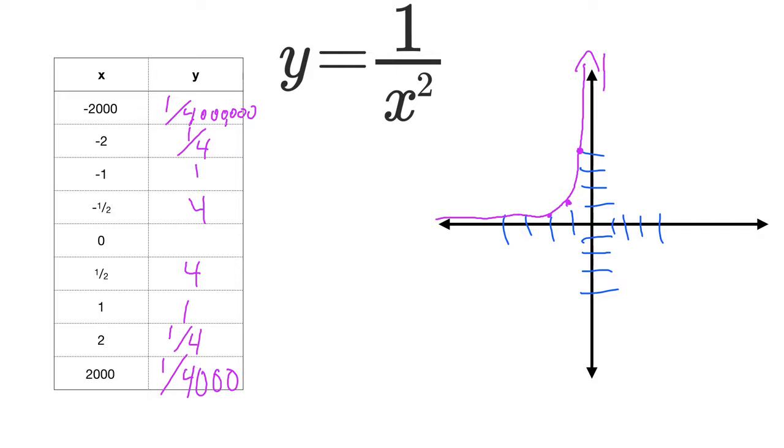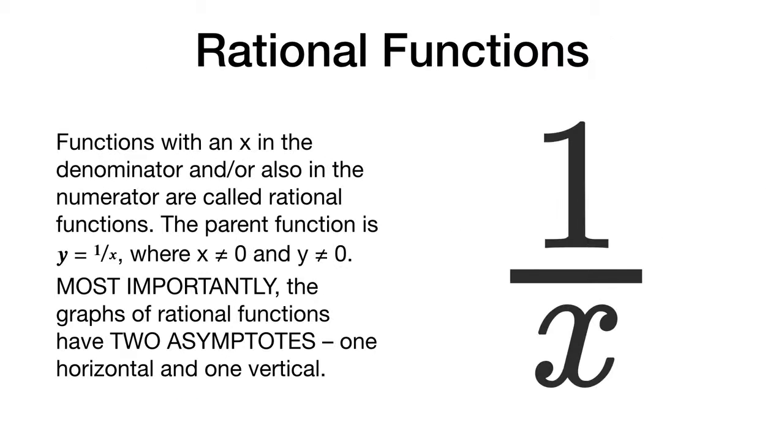Meaning, you end up getting a mirror image now, where both sides are going up. But we do still have 0, which, because 1 over 0 squared is still 1 over 0, is undefined.